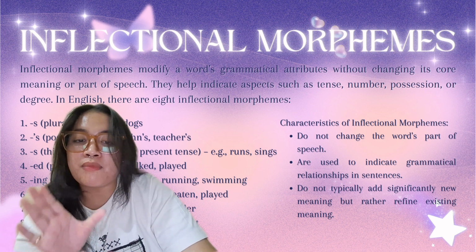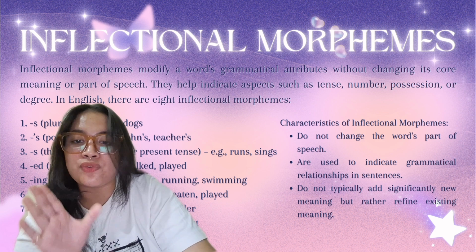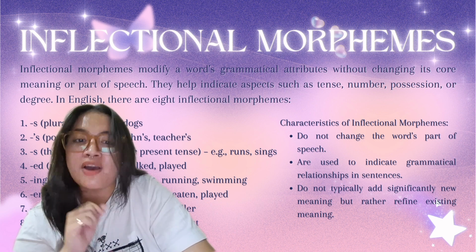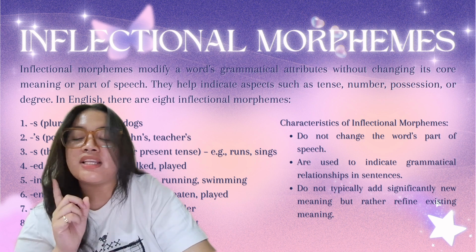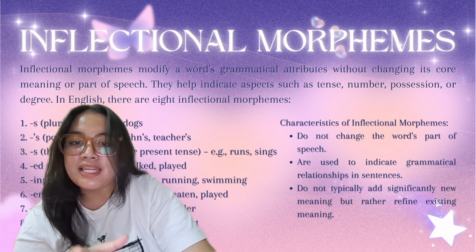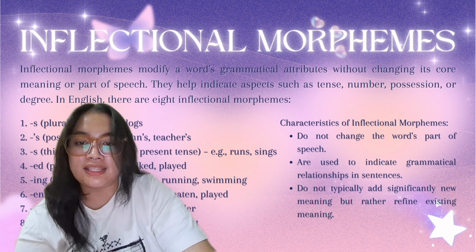These inflectional morphemes do not create new words, rather they adjust words to fit different grammatical roles. For example, adding s to book makes it plural, so books. But it is still understood as the same concept, just a different quantity.